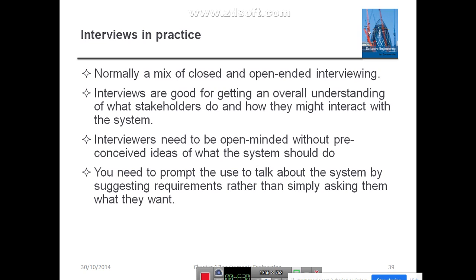And the interviewers need to be open-minded, without preconceived ideas of what the system should do, as already told. Interviewers must be open-minded, and they need to avoid preconceived ideas about the system and the requirement, indicating what that system should do. You come to know that by using the interviewing. And you need to prompt the user to talk about the system by suggesting the requirement rather than simply asking them what they want.